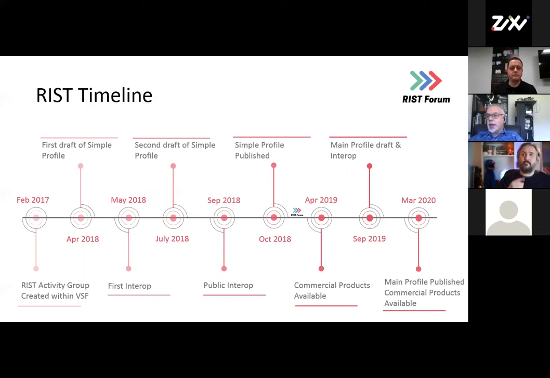And then in May of '18, we had a closed interop where the companies got together virtually, actually. There was no pandemic, it was all virtual. It was at Cisco in San Jose, California, but everybody transmitted from where they were, and we had this interop. We learned some things. We had the second draft in July of '18. In September of '18, we had a public interop at IBC.